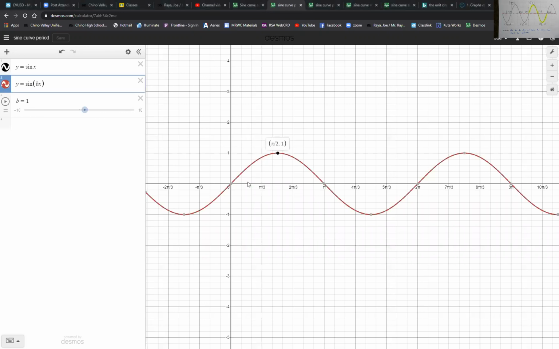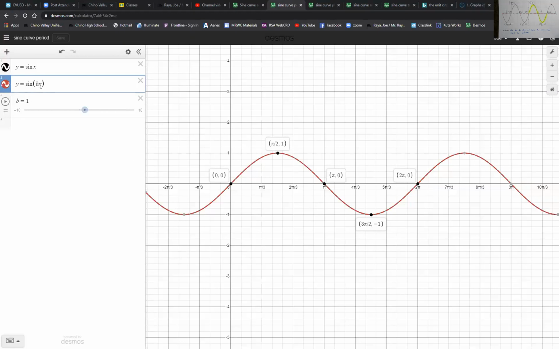So here's the same thing. Start at 0, pi over 2, we reach a maximum of 1. There's pi is 0, 3 pi over 2, -1, and so forth. That right there is one full cycle. That's one full period right there. One period.